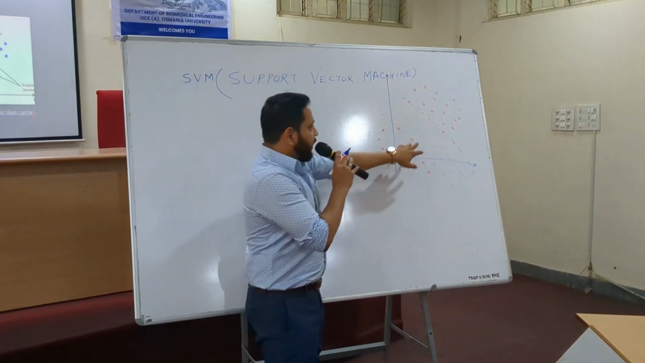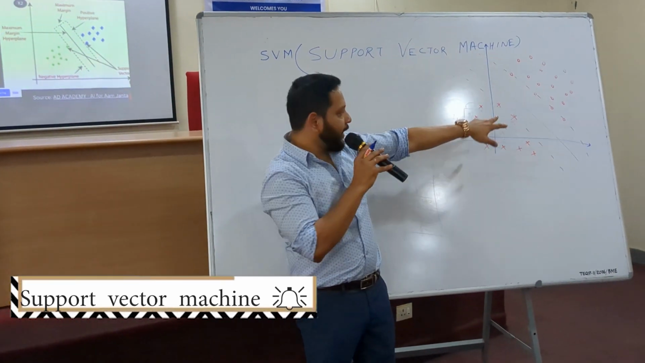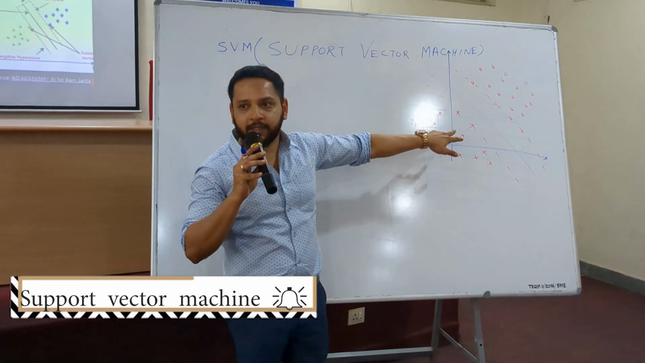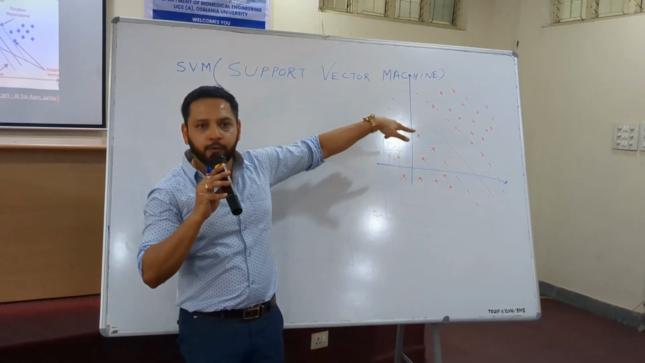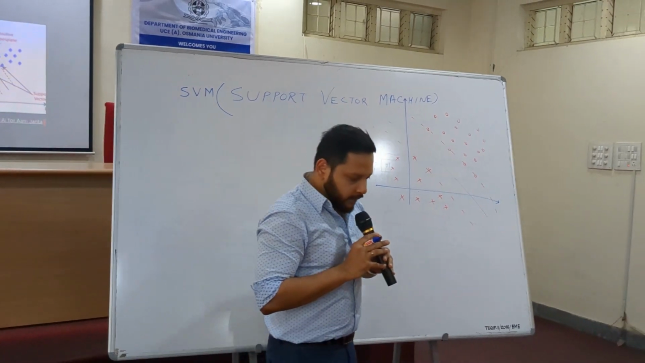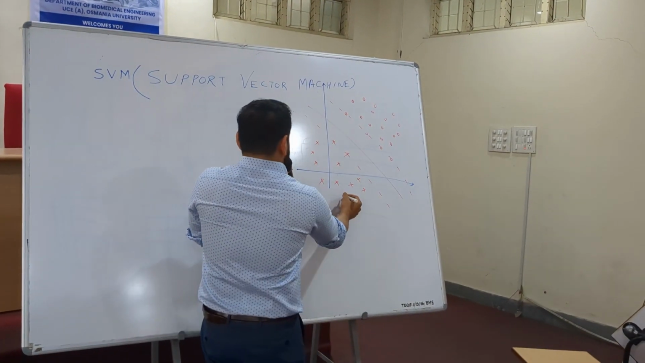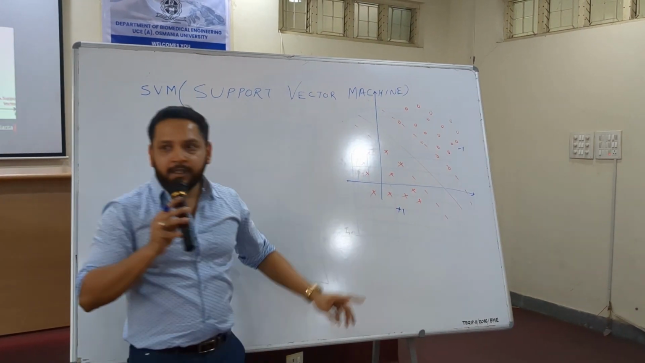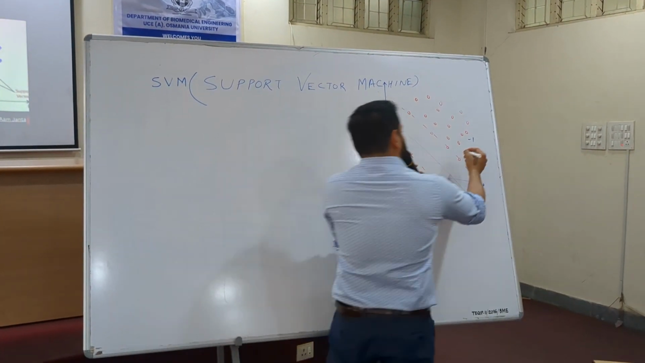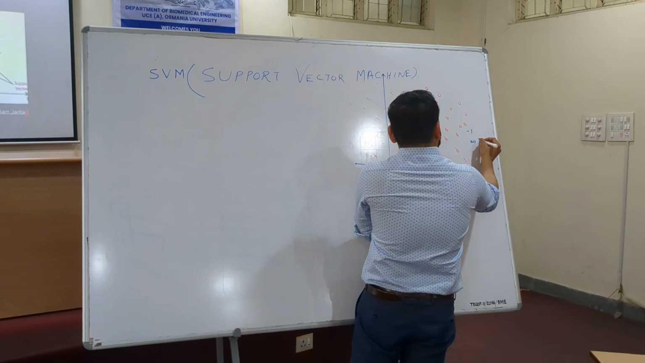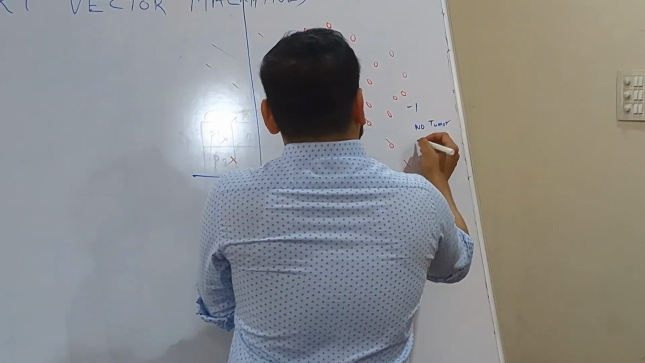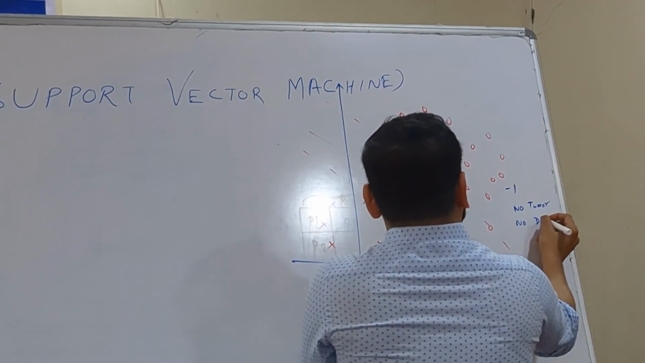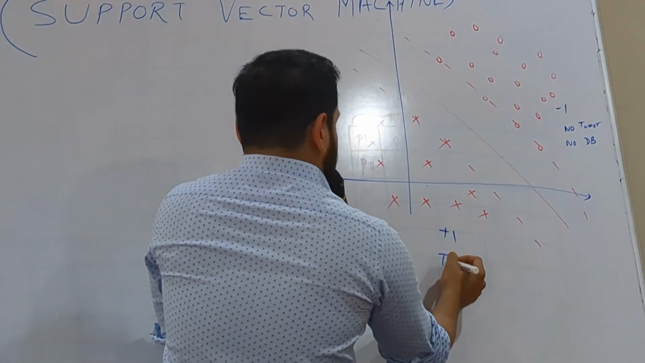So here there are 2 points. One is a circular point, and another is a cross point, right? These 2 points belong to 2 different classes. Say for example, I am considering this as the 1 class and the minus 1 class. The minus 1 class is, say, no tumor or no diabetes, anything. Class 1 is having tumor.